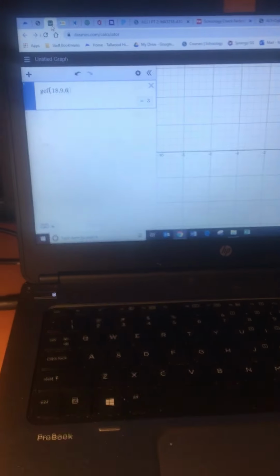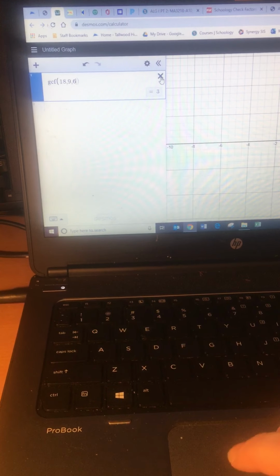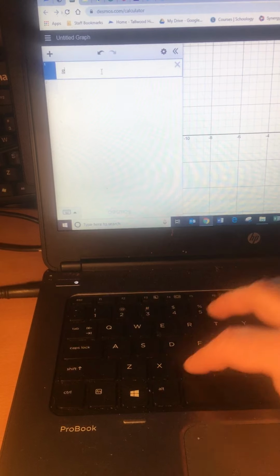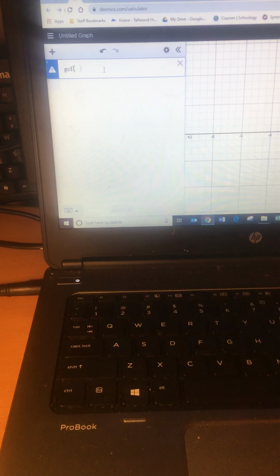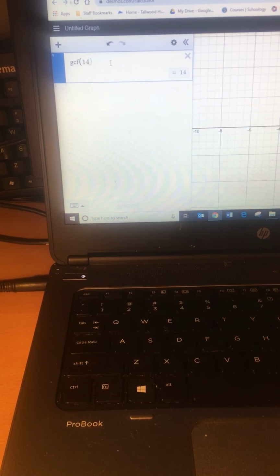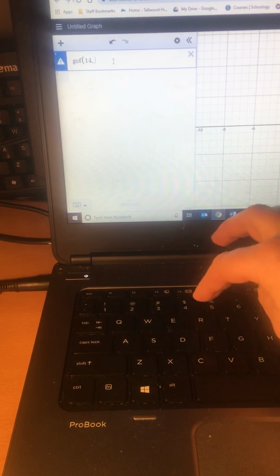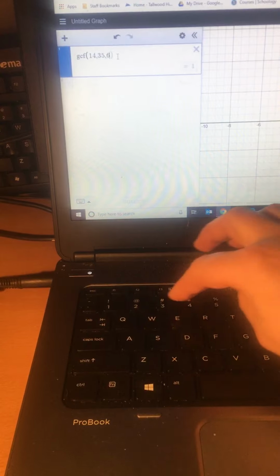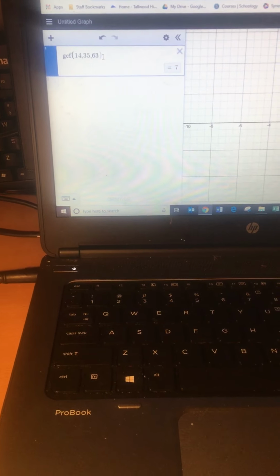So I would go up here and type in, if you want to double check yourself, that's a good way to double check yourself. GCF. So we had 14, comma, don't forget, don't put negatives, 35, comma, 63. Okay, 7. All right, we good. Let's continue.